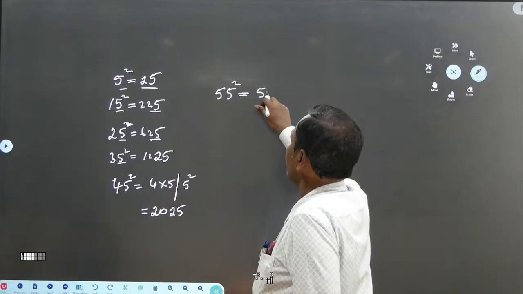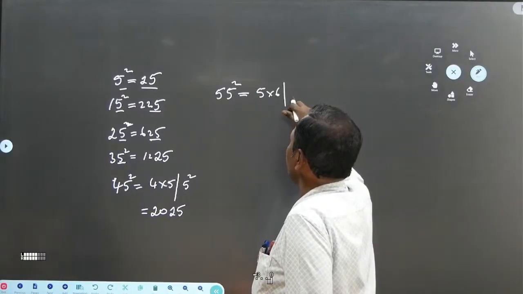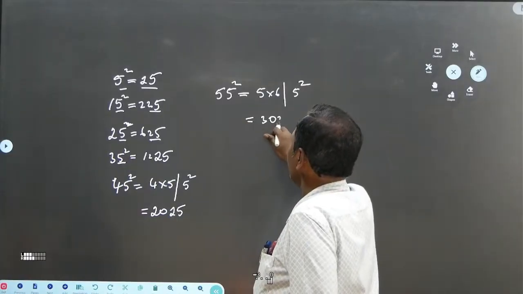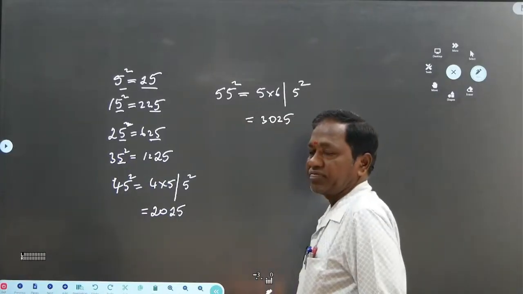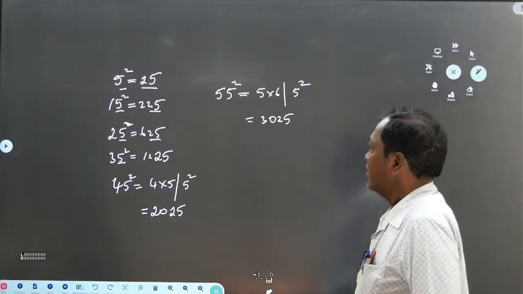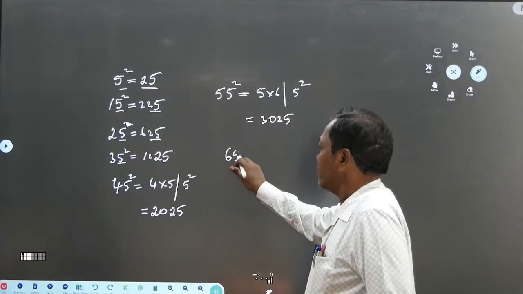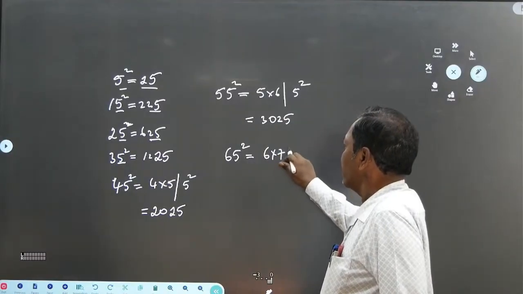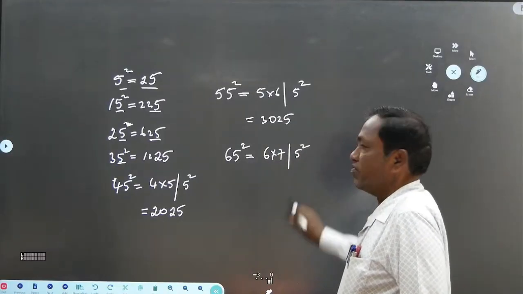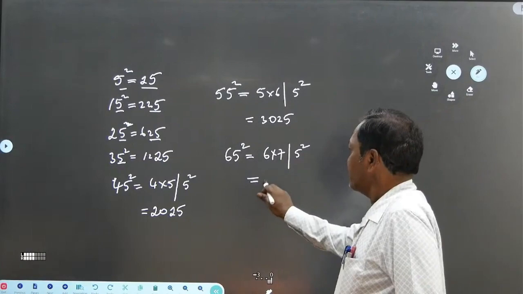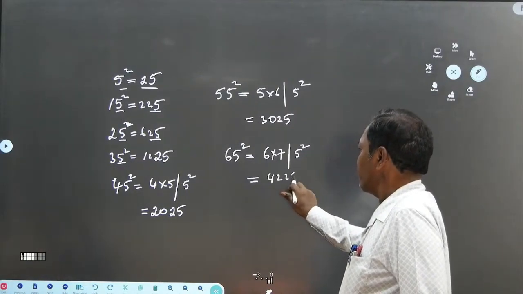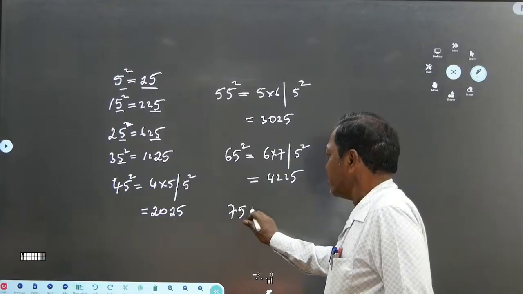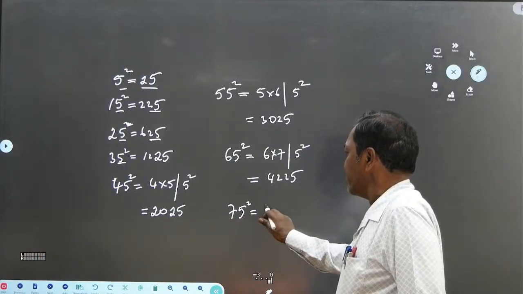5 multiplied by the next integer is the first part, and 5 square is the second part. This is 30 and 25. You can write for 65, up to 105 you should write. 6 into 7, first part, and second part 5 square. And what is this? It is 42, 25. Because these are the areas where questions are being framed.